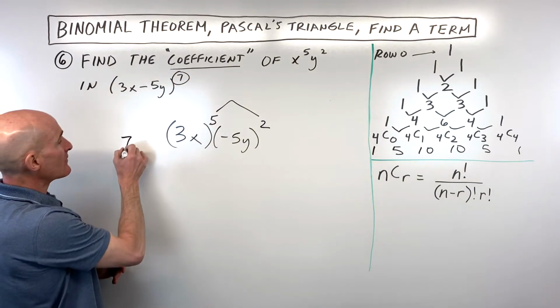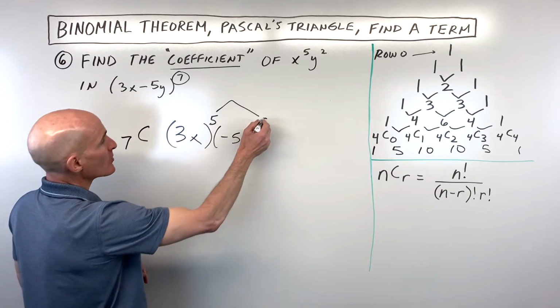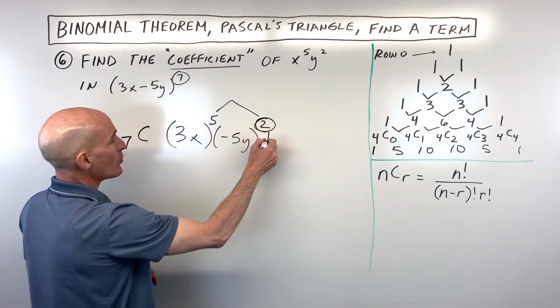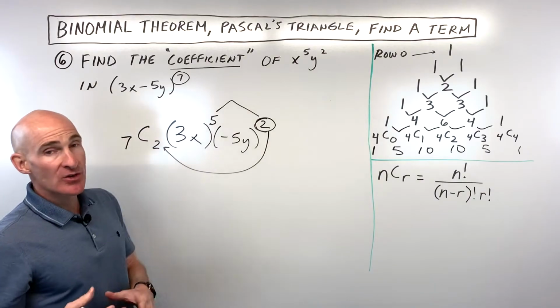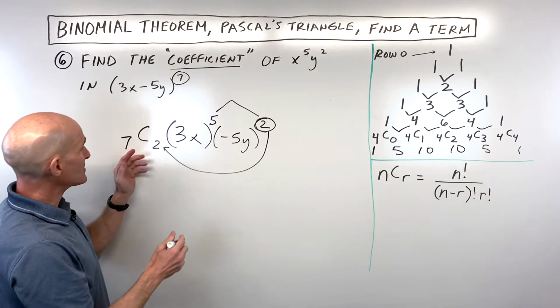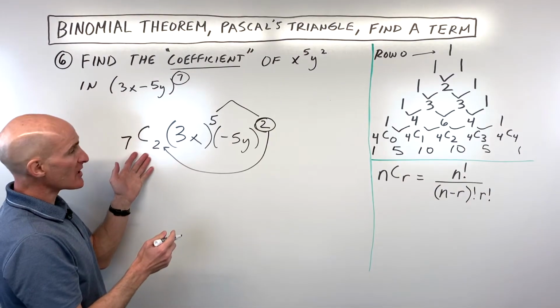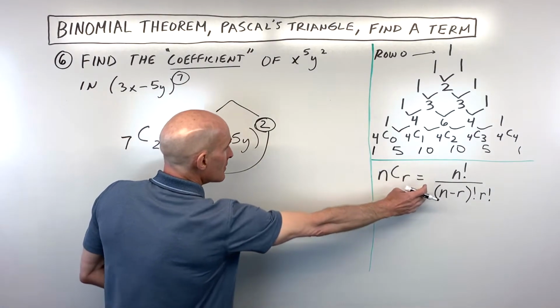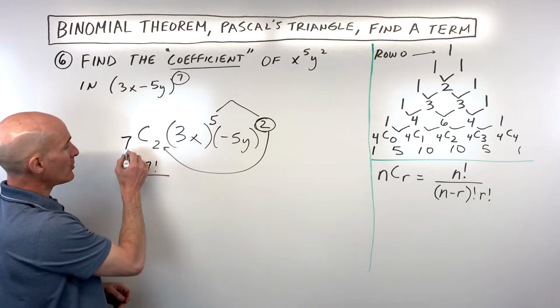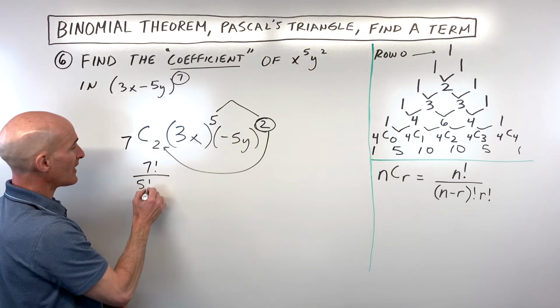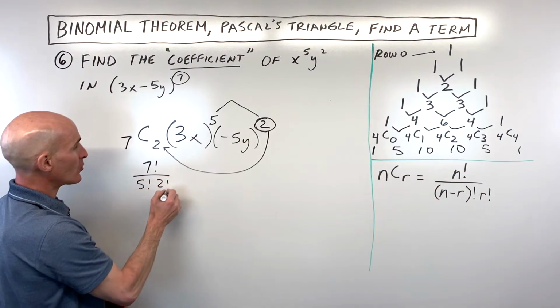And again, we're on the 7th row. And remember the pattern where this second term's exponent is the same as this r value right here. So that's a match. So now all we have to do is just simplify this. 7c2, you can do this on your calculator, or you can use the NCR formula. That would be 7 factorial over 7 minus 2, 5 factorial, 2 factorial.